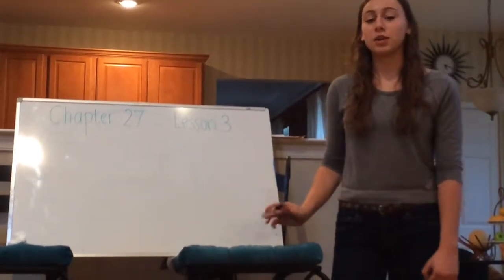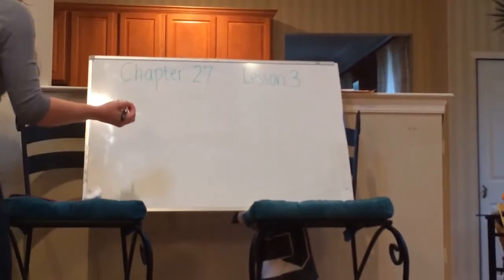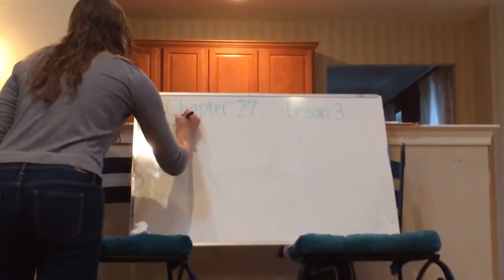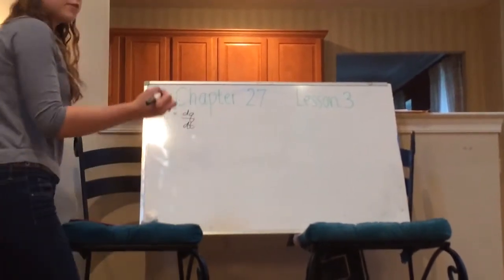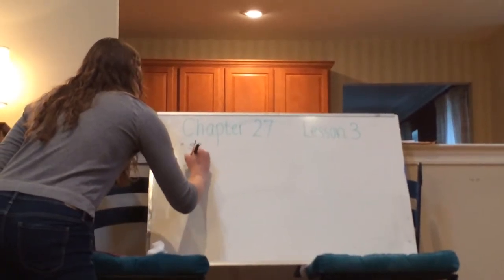In this section, we can calculate the current in a single loop circuit. As we know from chapter 26, I, or current, equals dq over dt. If you solve for dq, you see that dq equals I dt.